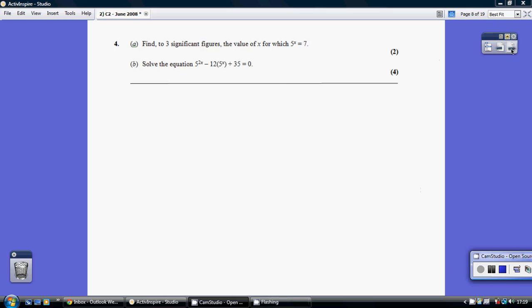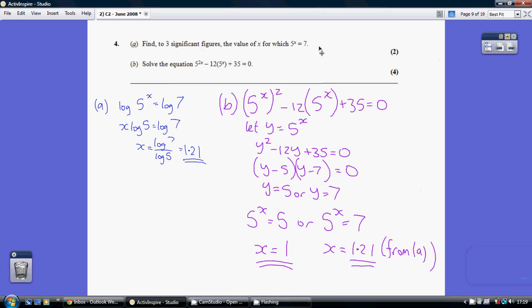Question 4. So very straightforward logs. So we choose to log both sides. So log 5 to the power of x equals log 7. Following the power rule, we can bring the x to the front.